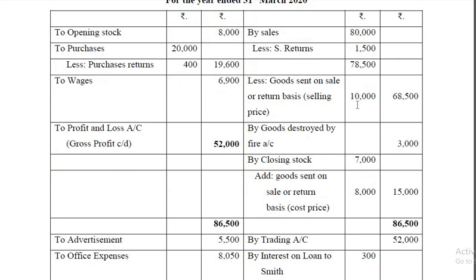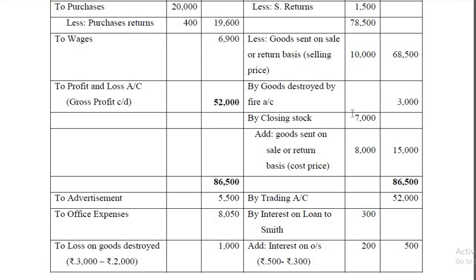Therefore, we have to deduct goods sent on sale or return basis at selling price. If nothing is mentioned, that is taken as selling price, so 10,000. So what is the remaining value? 68,500. The same value should be taken as an addition to closing stock. Therefore, here see closing stock is 7,000. Add goods sent on sale or return basis at cost price. How did you get 8,000? On 10,000, profit is at 20%. That is 1/5 of 10,000, which is 2,000. So 2,000 is deducted from selling price. That's why you get 8,000. So 7,000 plus 8,000, 15,000.